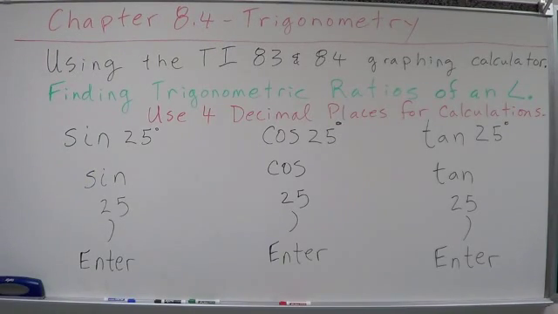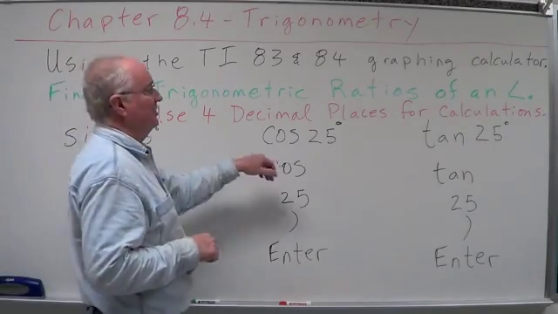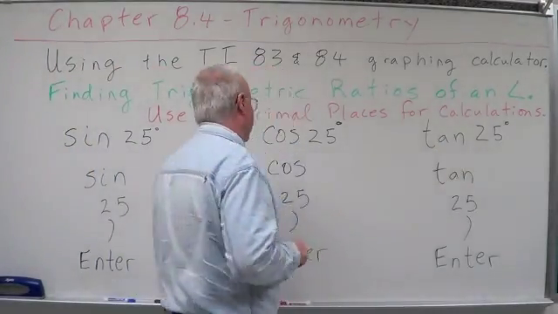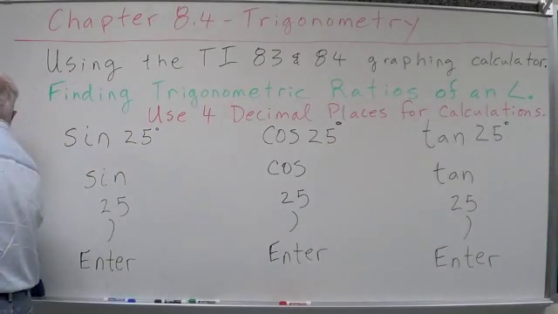Okay, now let's do some calculations using your calculator. The first set of calculations we're going to do is about finding trigonometric ratios of an angle. In other words, we're given an angle and we want to find what the sine ratio is of 25 degrees. We want to find out what the cosine ratio of 25 degrees is. We want to find out what the tangent ratio of 25 degrees is.